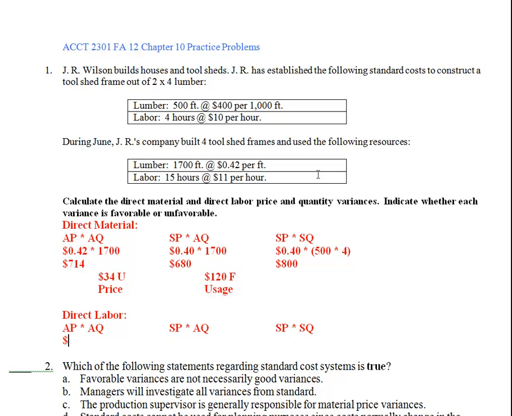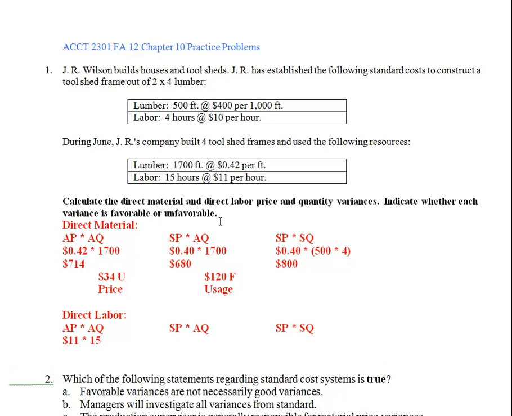For the direct labor, fill in everything that we know. For the labor, for the actual price, we actually paid the workers $11 an hour. And we had to pay them 15 hours. So the total cost was $165.